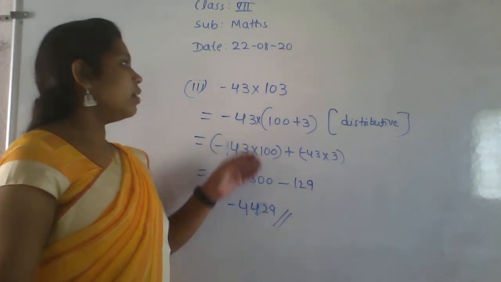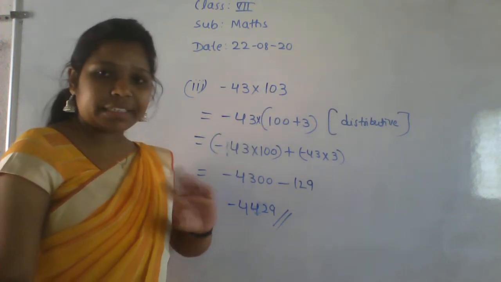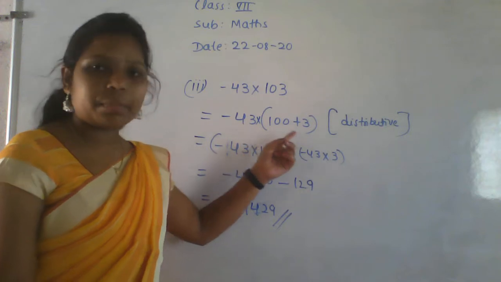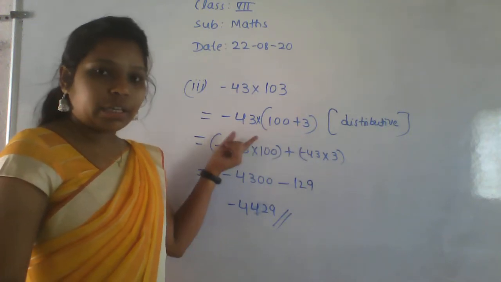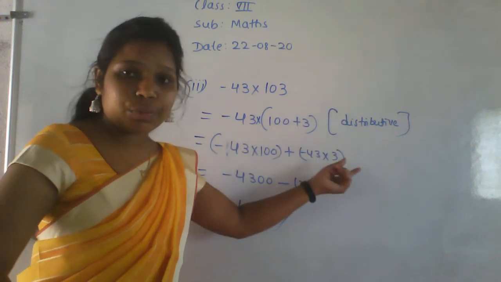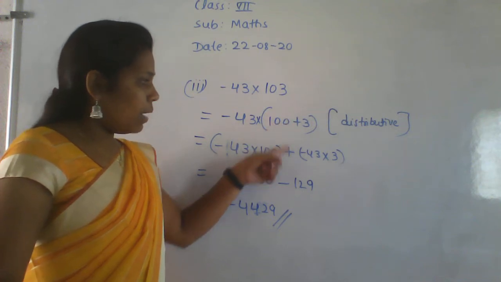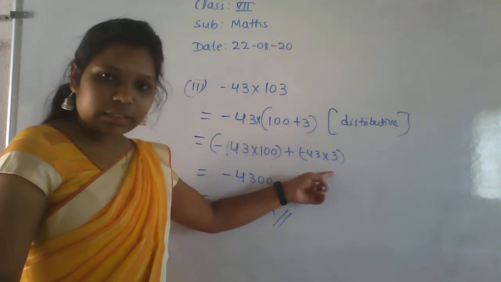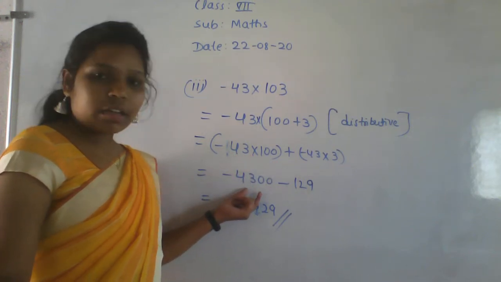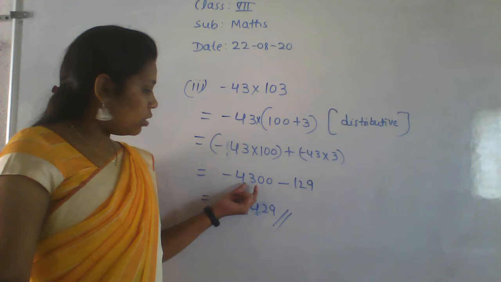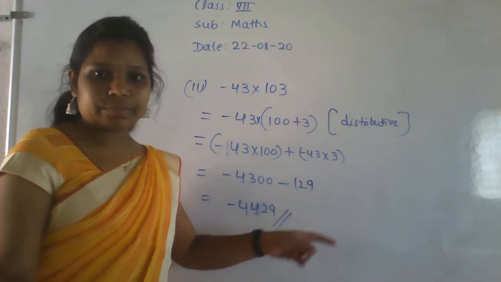Getting everyone? Here two numbers are there, and 103 can be split into two numbers, that is 100 plus 3. 103 can be written as 100 plus 3, and here I am using the distributive property. Okay, minus 43 into 100 plus minus 43 into 3, and multiply here. Minus 43 into 100 is nothing but minus 4,300. Here minus 129.